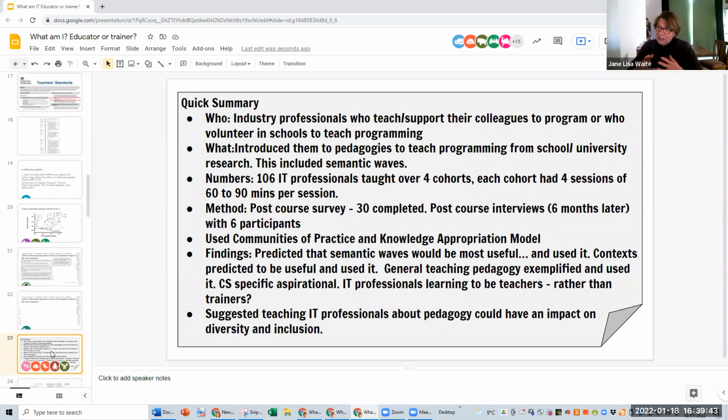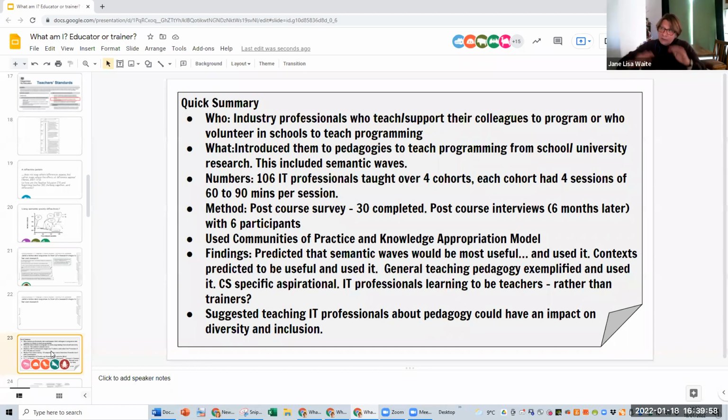But within that, we taught them about semantic waves, but also through semantic waves. So just as you had the learning intention and then you unpacked, and then you're kind of going to do an activity, and then we repack.